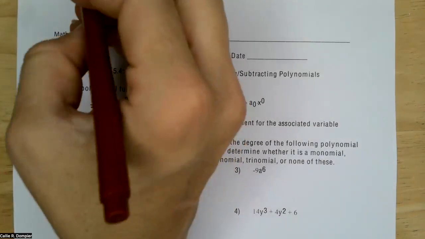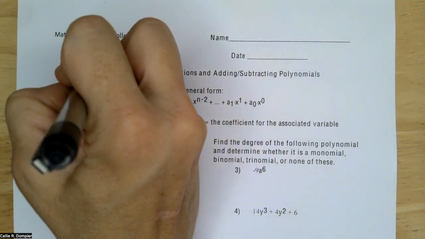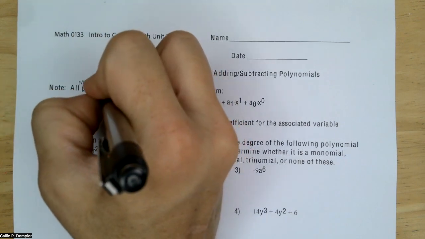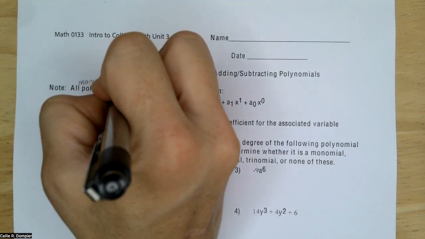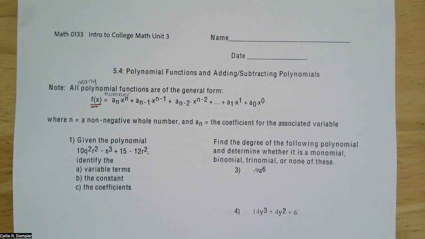Polynomial, poly just means many, and nomial just means number, okay? And we know function just means f of x. All polynomial functions are in the general form. This is confusing, okay? Note this right now.